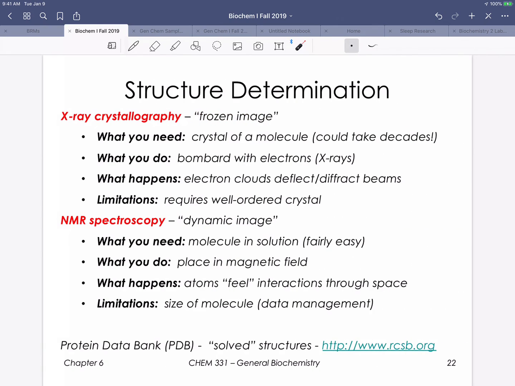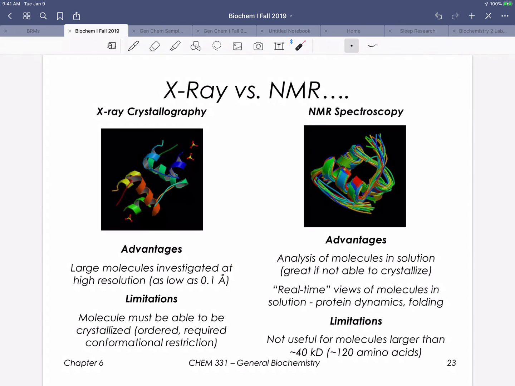And again, we talked about structure determination. Just very generally know the differences between X-ray crystallography and NMR, which is the one that's a frozen image, which one is a dynamic image, and sort of the pros and cons of them. You had a homework question sort of thinking about that.